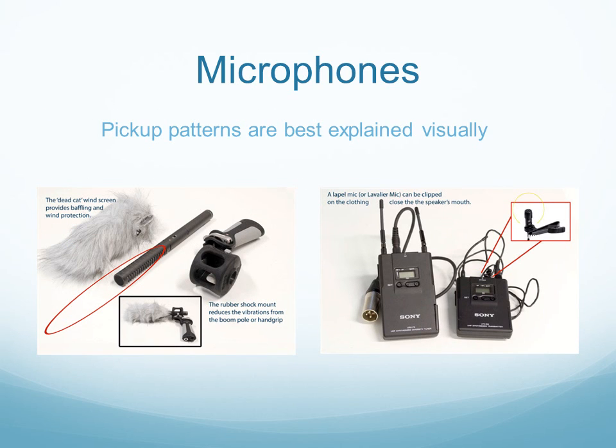So let's have a look at pickup patterns, and this is really directly related to being on and off mic. Here are some examples. The first one is a shotgun, and you can see it's got a very long, thin, narrow oval that it picks up. You can really direct it onto the sound source. The second one is a lavalier mic, something that you can clip onto the clothing. Again, you can be very close to the speaker's mouth.